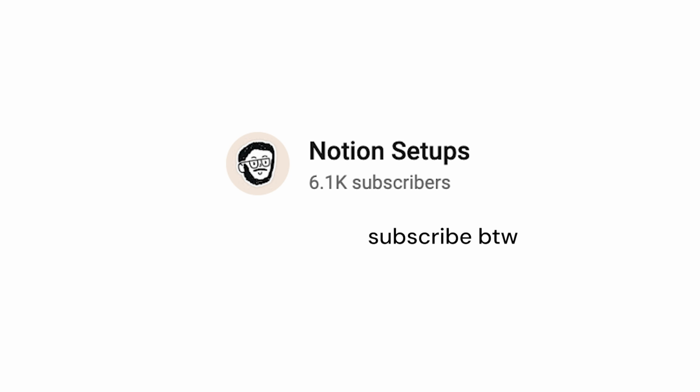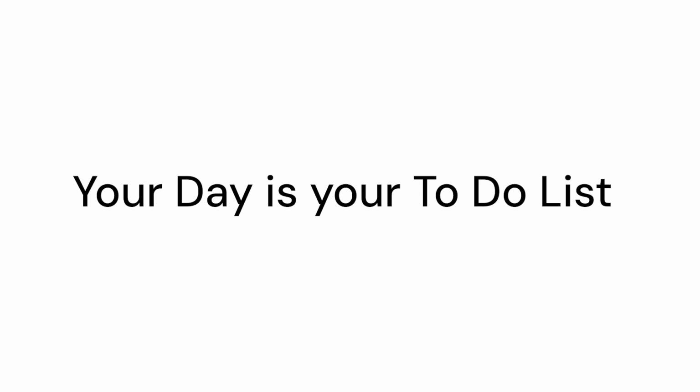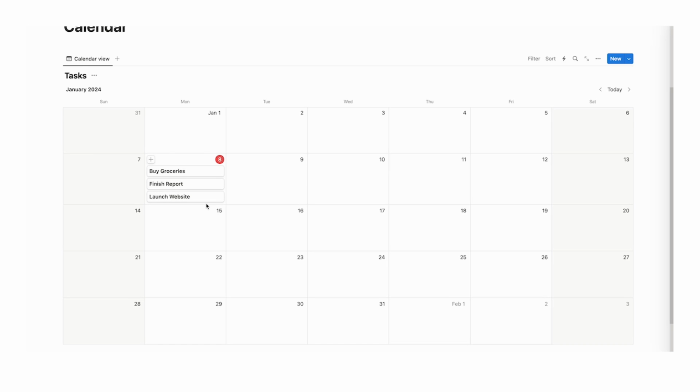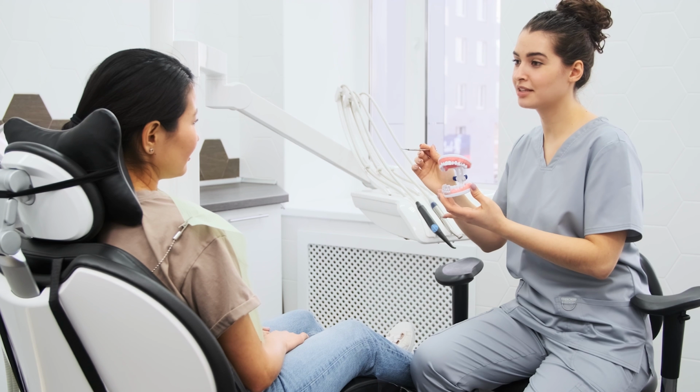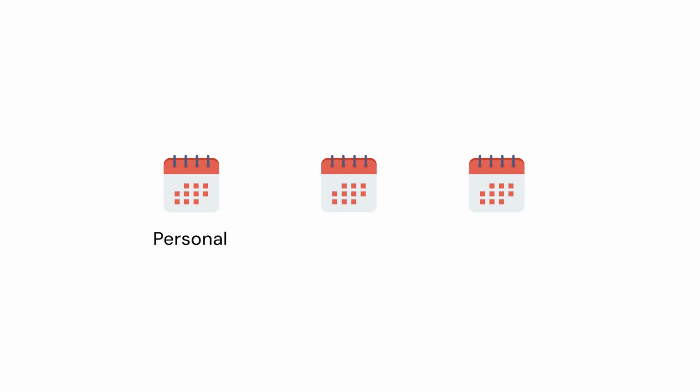Now, long-term listeners know that I say your day is your to-do list. Basically, I think that you should have everything in your day in one place. Let's say something comes up like a dentist appointment. You don't want to have to go and check, okay, your personal calendar. Okay, then I have to check, does it conflict with anything in my work calendar? Okay, and then I have to check my business's calendar.